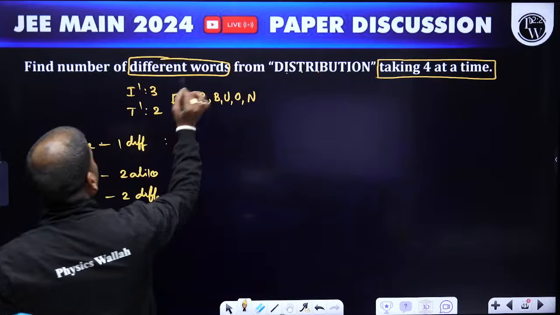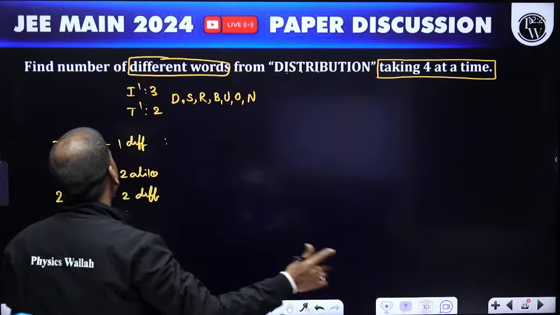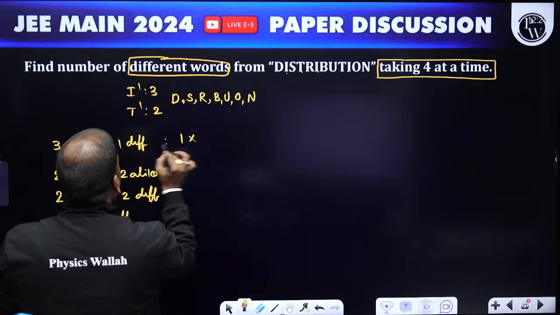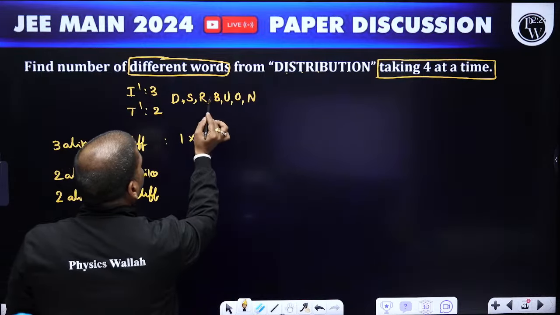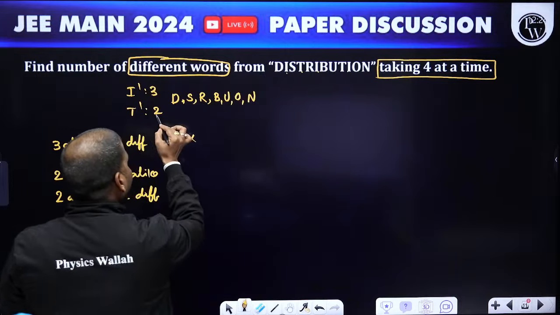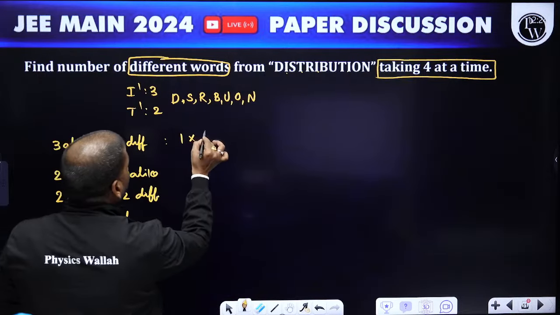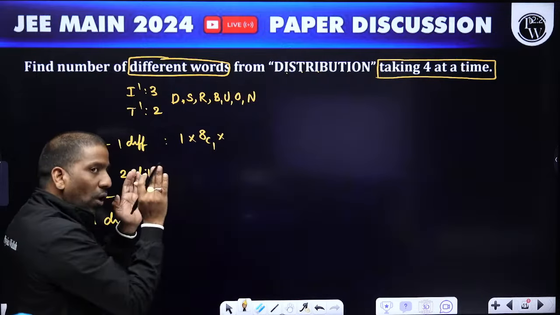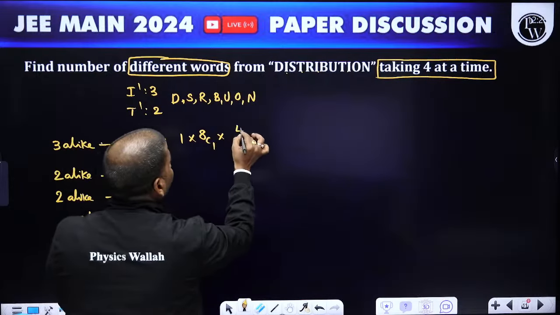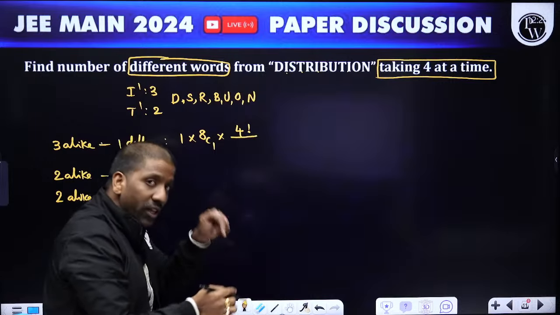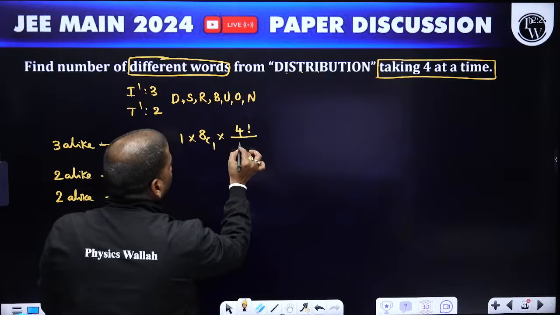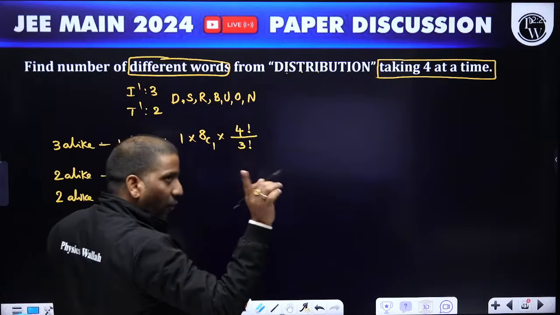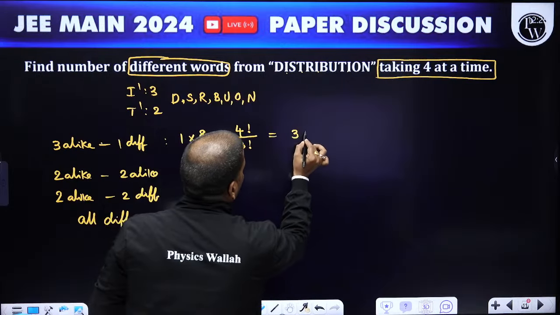So now we are going for the different words, which means we need to arrange also. First we select three alike; this is the only one case. And one different. How many different letters? 3, 4, 5, 6, 7, 8. So out of 8, choose 1: 8C1. Then how many letters do we have at present? 4 letters. Arrange them: 4 factorial, in which 3 are alike, so 4 factorial by 3 factorial. 8C1 is 8, and 4 factorial by 3 factorial is 4. So directly this is 32.